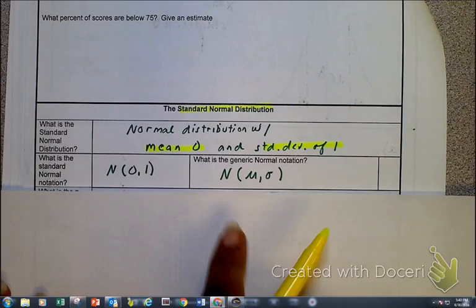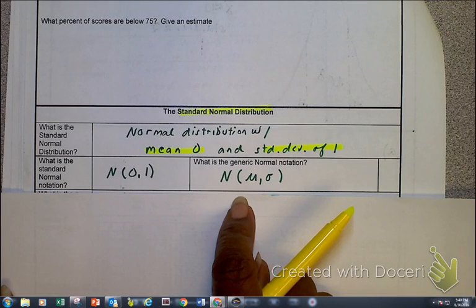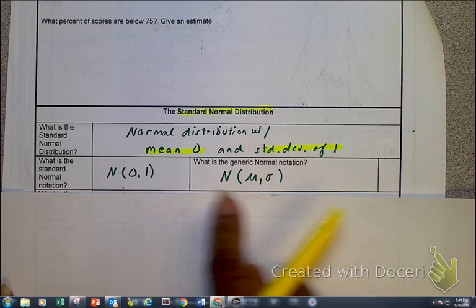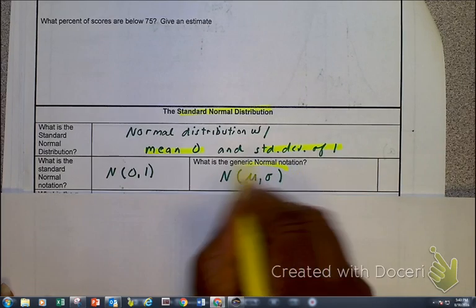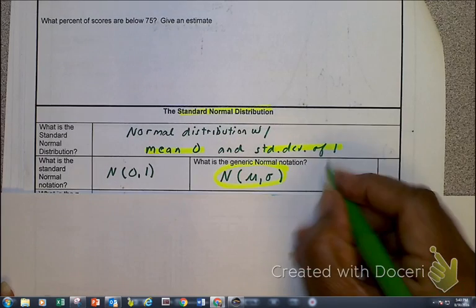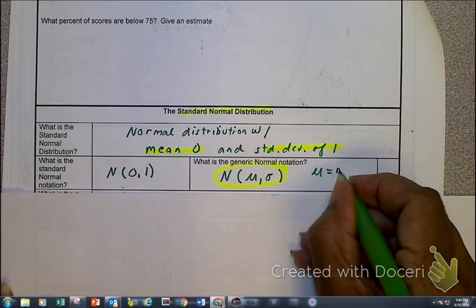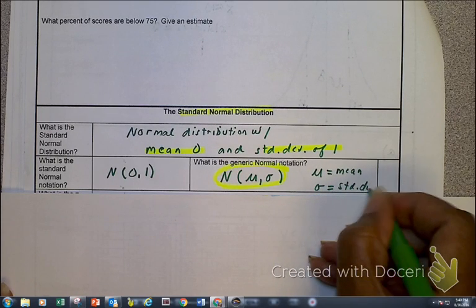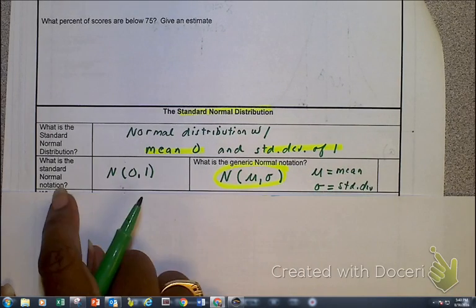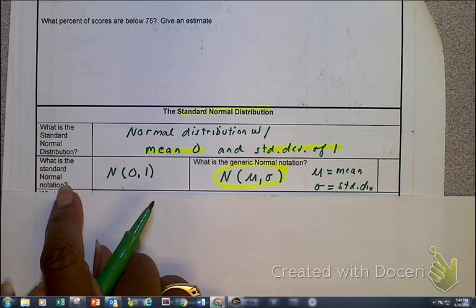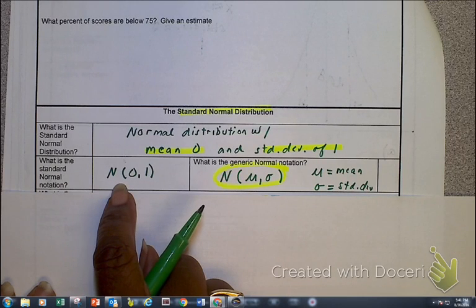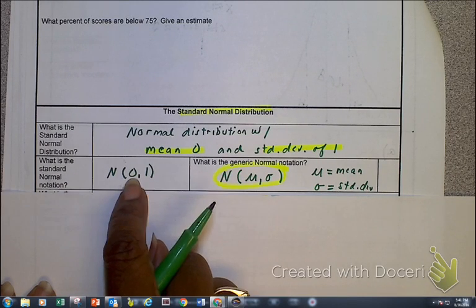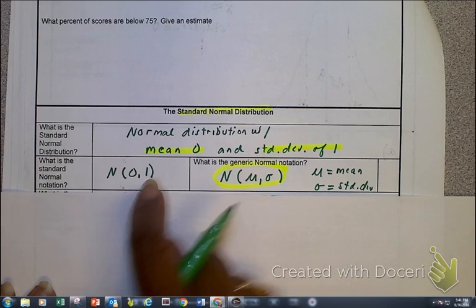Okay, notations. Showed you this kind of prematurely a couple of minutes ago. The generic notation is this right here, where remember mu is the mean and sigma is the standard deviation. But when it's a standard normal, here you've got normal, and where the mean is always 0 and the standard deviation is 1. Again, that is when it is a standard normal.